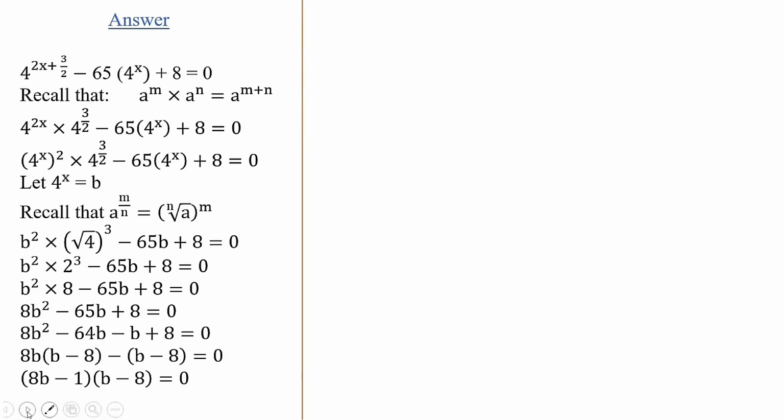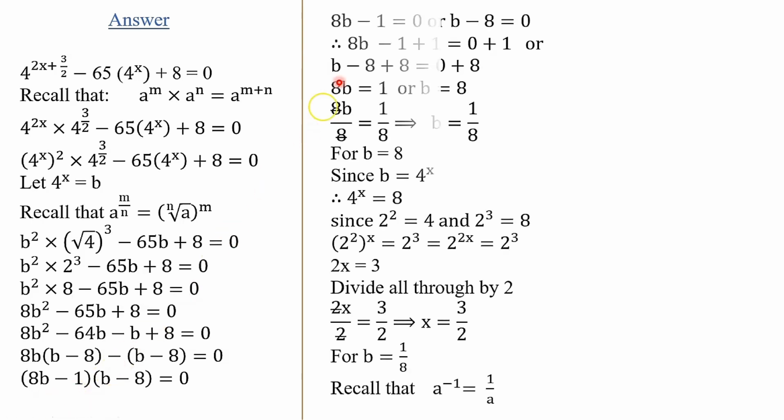8b minus 1 is equal to 0. So let us find a way to make b the subject of the formula. What is making this 8b not a standalone is this minus 1. So you find a way to remove this minus 1 from this side. The opposite of minus 1 is plus 1. Therefore, you are allowed to add 1 to both sides. So you're adding 1 to this plus 1, then plus 1 to 0.